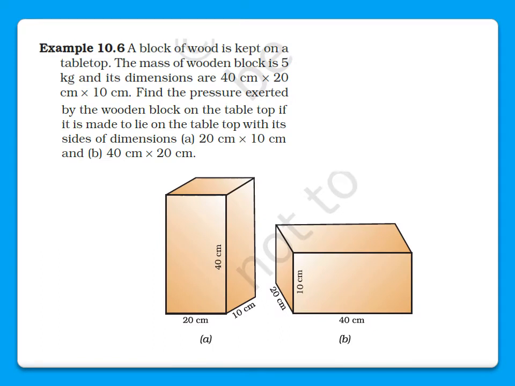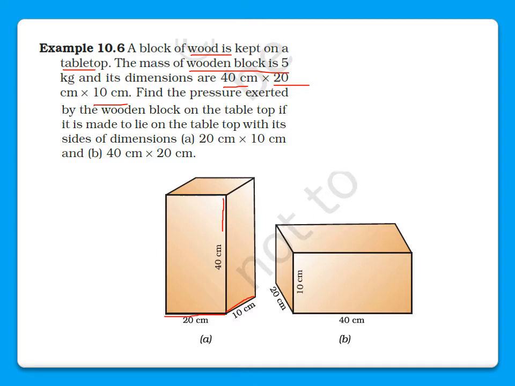Here is the example from your textbook, example 10.6. Let me read the example for you. Okay, you also read with me so you will understand it clearly. The example is a block of wood is kept on a tabletop. The mass of wooden block is 5 kilogram and its dimensions are 40 centimeter, 20 centimeter and 10 centimeter. Means the height of the block is 40 and one side is 20 centimeter. Another side of wooden block is 10 centimeter.